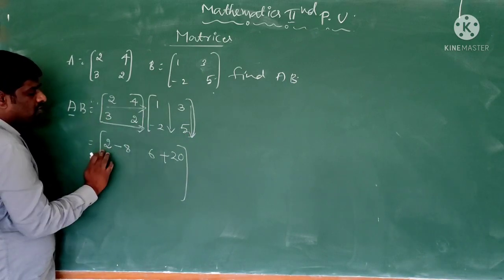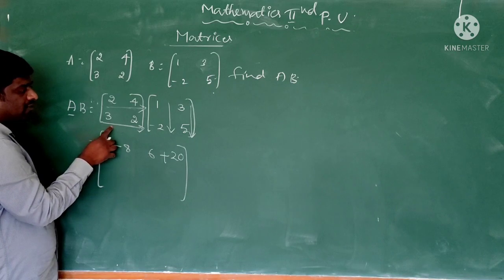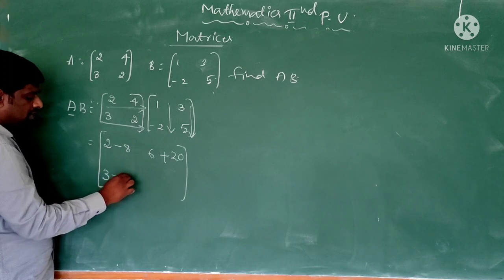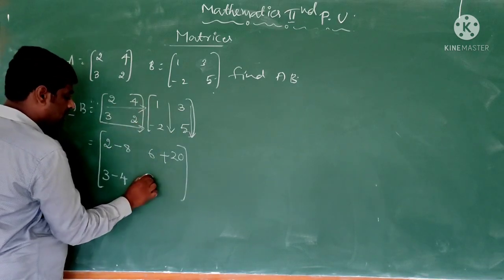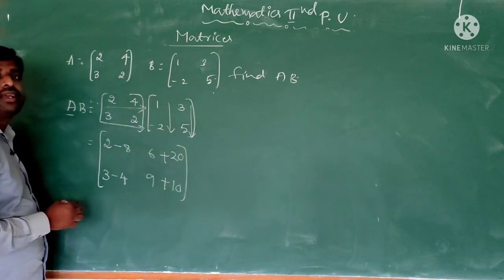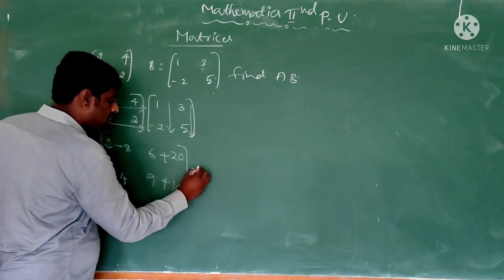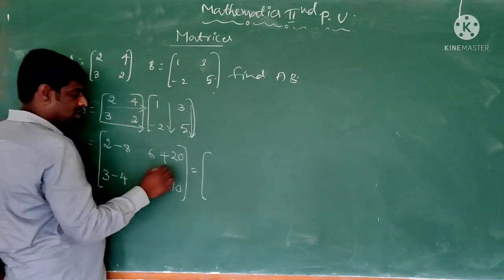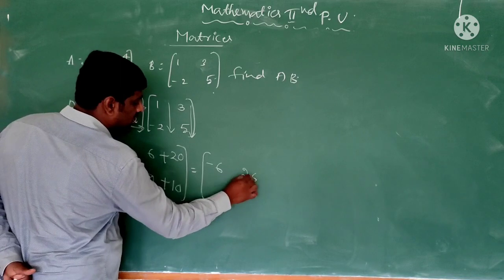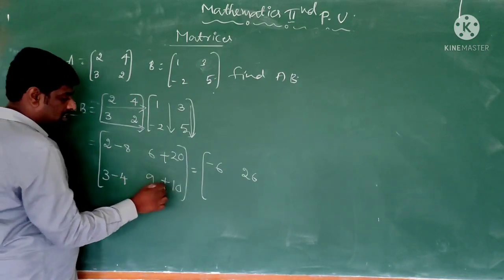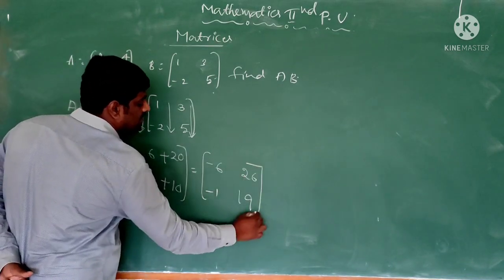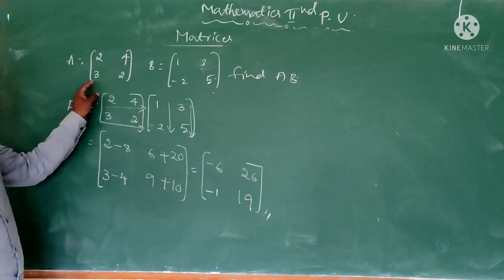First row is finished. Now come to the second row. 3 into 1, 3 ones are 3. 2 into minus 2, 2 twos are minus 4. 3 into 3, 3 threes are 9. 2 into 5, 2 fives are 10. I think all of it is clear. So 2 minus 8 is minus 6, 6 plus 20 is 26, 3 minus 4 is minus 1, and 9 plus 10 is 19. This is the product of these two matrices.